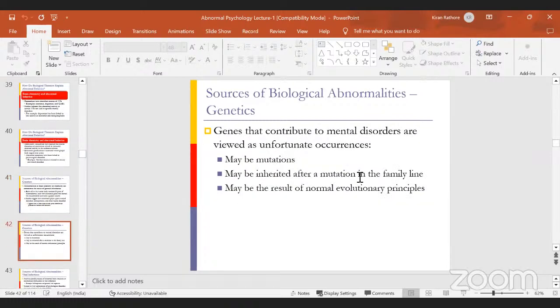So genes contribute to mental illnesses, just like we inherit physical illnesses. We hear that if there is a family history of diabetes or hypertension, then you are much more vulnerable to having that illness. Similarly, if there is a family history of mental illness, chances are that we will also inherit mental illnesses. And how does this happen? There could be some sort of mutations in the genes, and sometimes we inherit that mutation in the family line. It could also be a result of evolutionary principle. Organisms change as time passes.